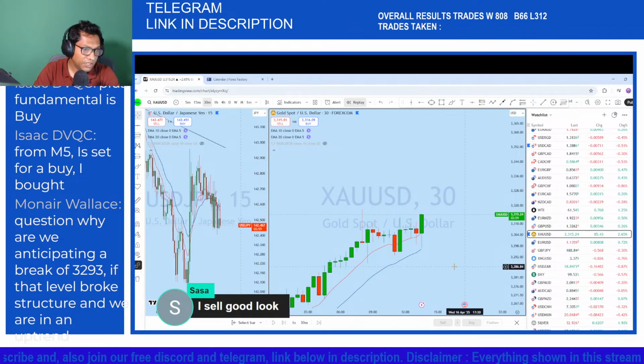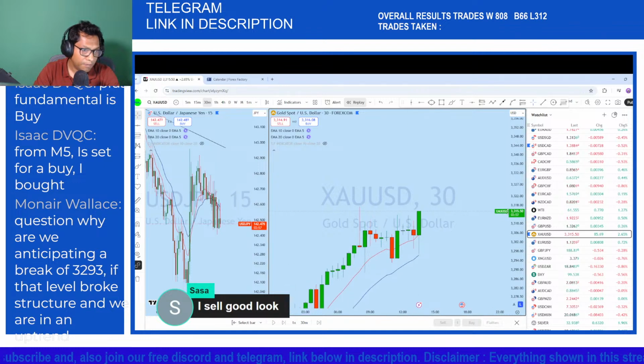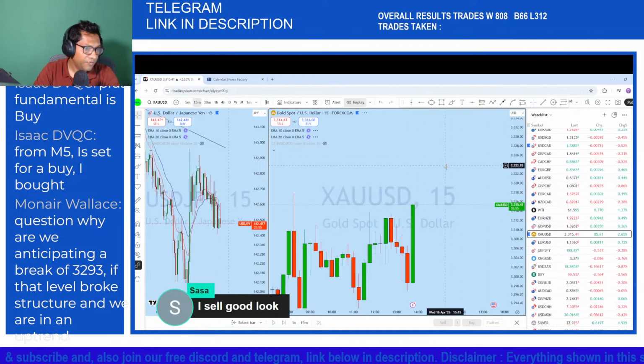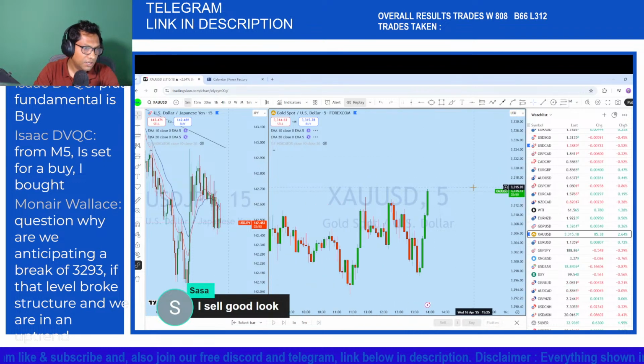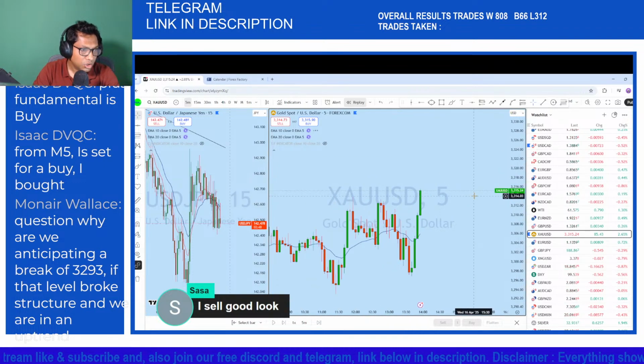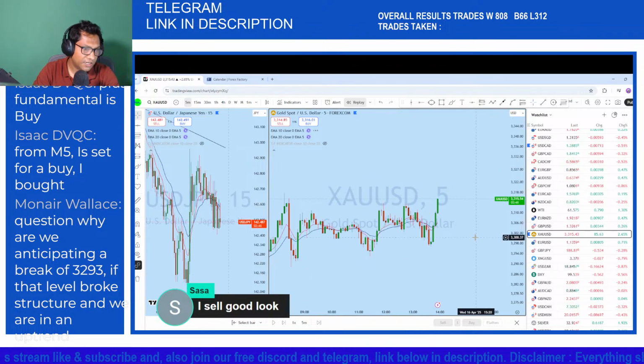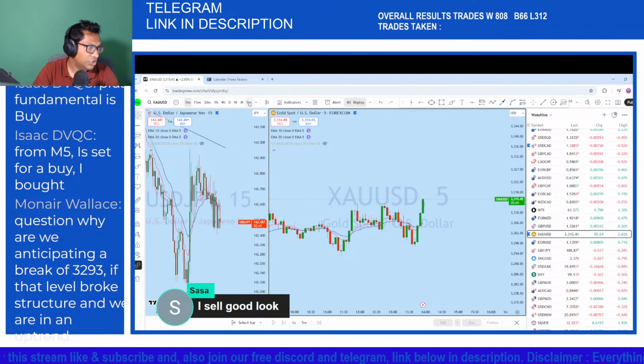So on the 30 minutes, back to back 3 bearish candle formation, 15 minutes a big bull candle, and the 5 minutes a strong breakout. So possibly we could see a potential trend continuation here.